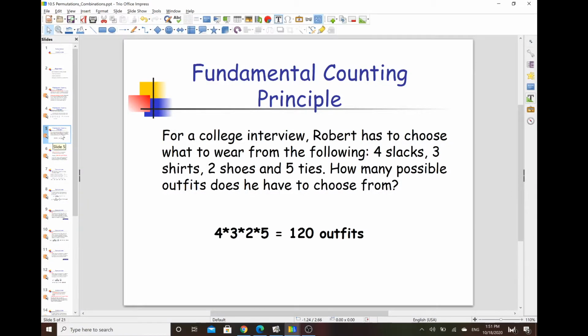And here's another one. For a college interview, Robert has to choose what to wear from the following: 4 slacks, 3 shirts, 2 shoes, and 5 ties. How many possible outfits does he have to choose from? So 4 times 3 times 2 times 5. So totally it's 120 outfits.